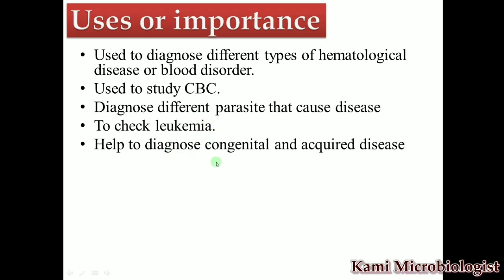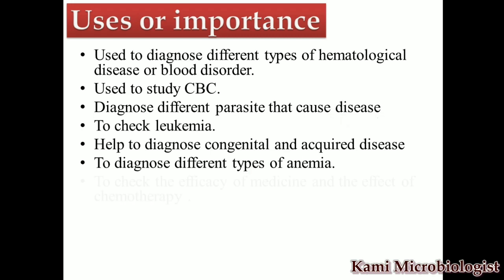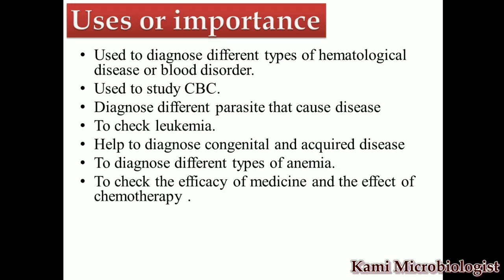Now it is also important to diagnose different types of diseases, like congenital disease and acquired disease. Then it is also important to find out different types of anemia, and I hope all of you know about anemia. Anemia means a decrease of RBC, or a low level of RBC or hemoglobin, we can say. Then we have the efficacy of the medicine.